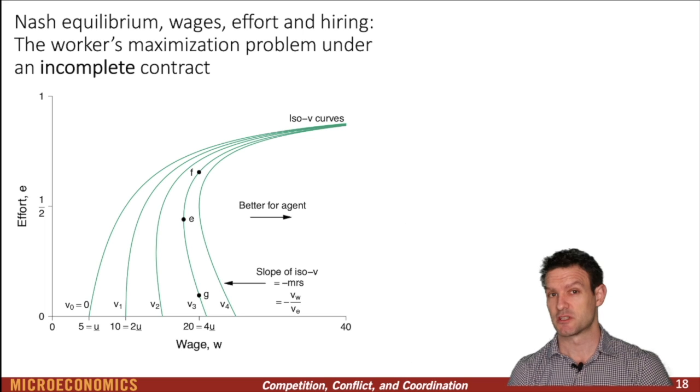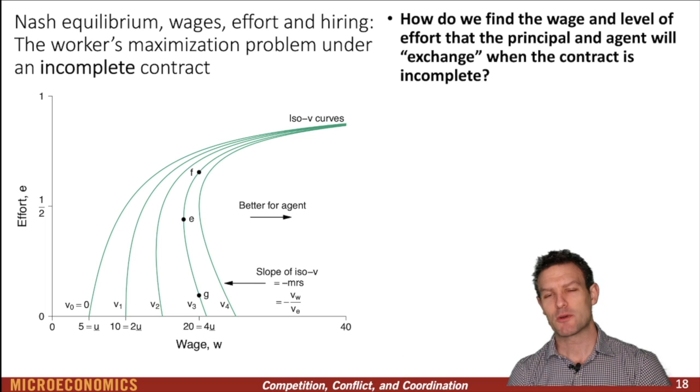To derive which of them is the best response, we have to find which point for a given price or wage offered by the principal, the employer, basically results in the highest value for an agent. Now we know the slope of the ISO value curve is going to be equal to the negative of the marginal rate of substitution, which here is equal to minus VW over VE.